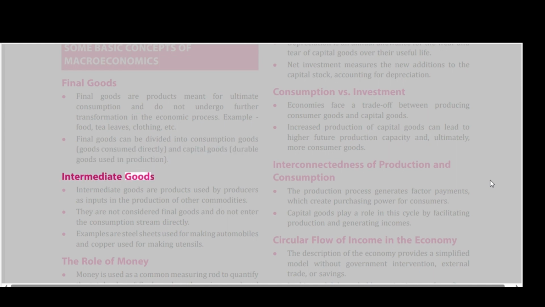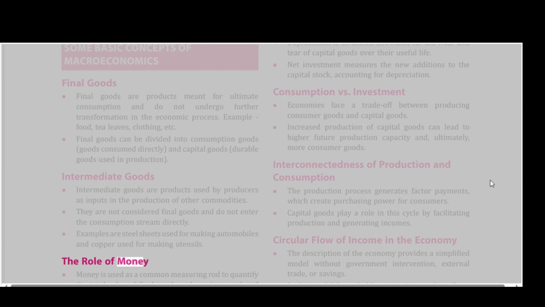Intermediate goods. Intermediate goods are products used by producers as inputs in the production of other commodities. They are not considered final goods and do not enter the consumption stream directly. Examples are steel sheets used for making automobiles and copper used for making utensils.